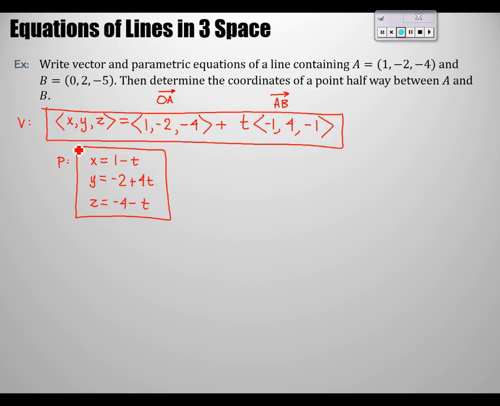Okay, and then it says determine the point halfway between A and B. So after our discussion on the last one, how might you do that? Set t equal to 1/2, right? So if t is 0.5, that gives us, you can use any of these equations, whichever form you like, that gives us the point 0.5, comma 0, comma -4.5.